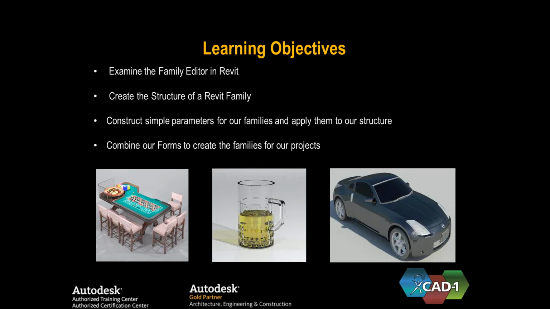So we'll start with what the basics are and how to start a family. Then we're going to talk about simple parameters. Mainly we're going to be doing length parameters, so it's not going to be anything advanced in this class. We're just going to walk through it really basic, and then we're going to use our forms tool to create the families for our projects. You can see down here for our families, we've got three basic families: some gambling, some liquor, and some cars. All great things for families, right? Am I right? Yeah, exactly.